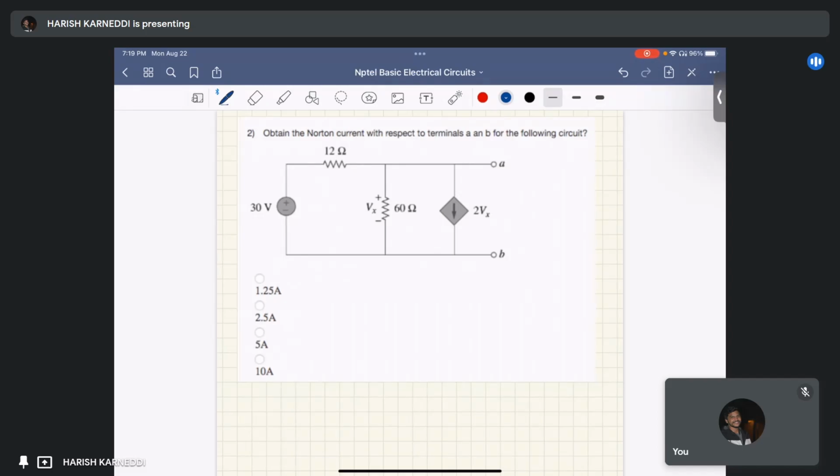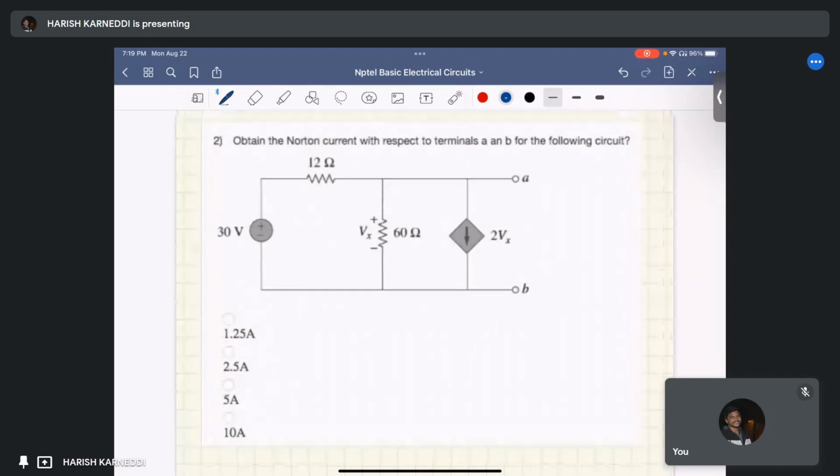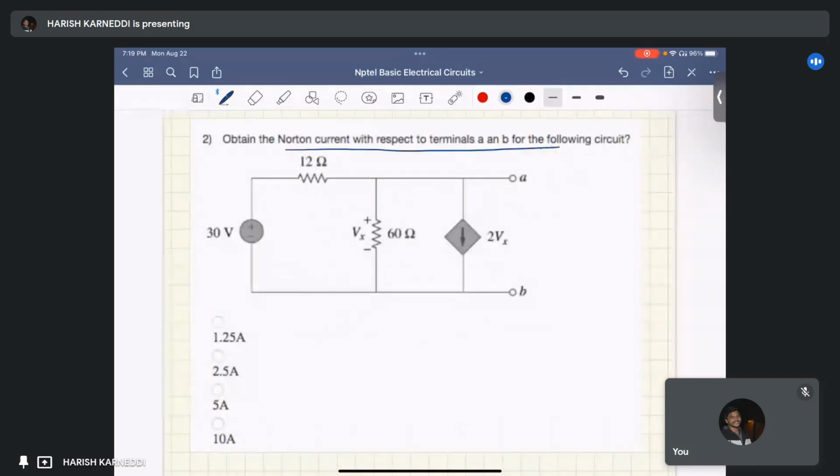Okay, I'm moving to the next question. The question is, obtain the Norton current with respect to the terminals A and B for the following circuit. We just saw that. What is the method to find out the Norton current? First, we have to make these two terminals short circuit. The Norton current is nothing but a short circuit current. That is, this is Norton current, right?